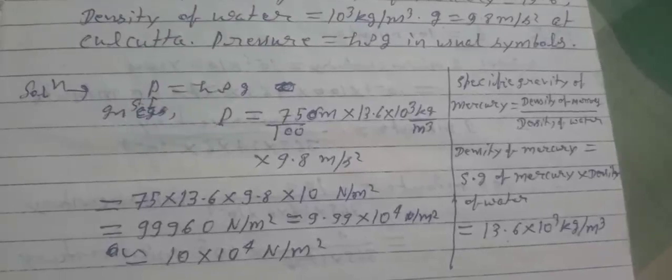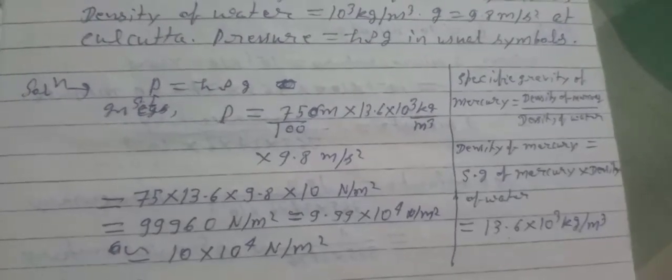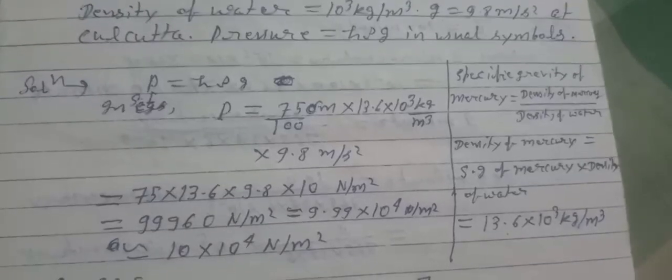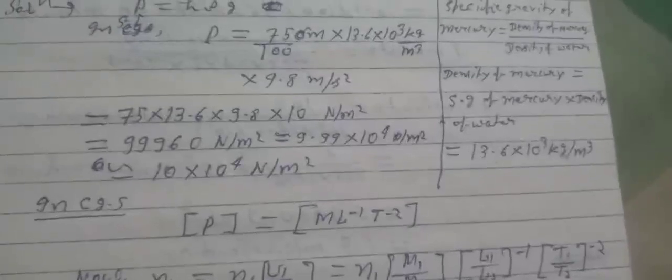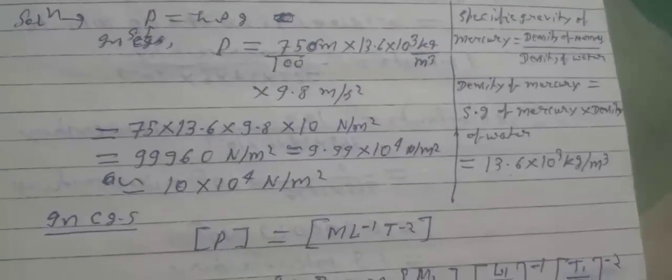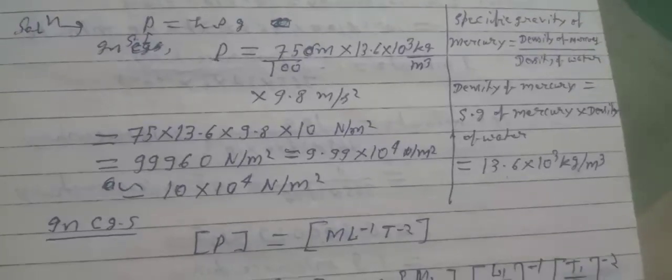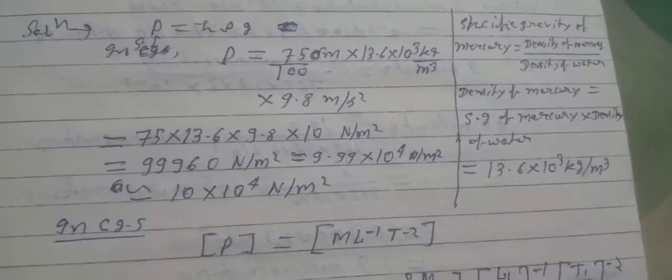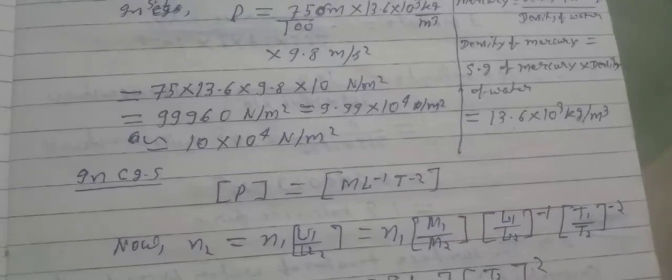In SI, P equals 75 by 100 meter into 13.6 into 10 to the power 3 kg per meter cube into 9.8 meter per second square. Solving, we get 9.9 into 10 to the power 4 Newton per meter square, or equivalently 10 into 10 to the power 4 Newton per meter square.